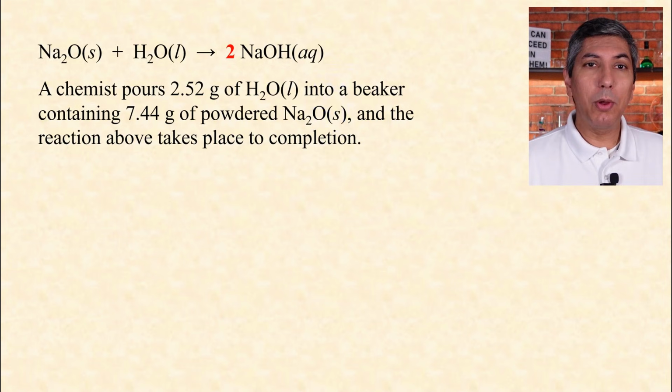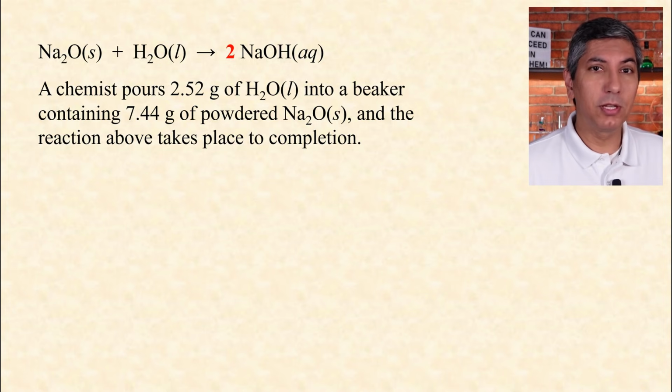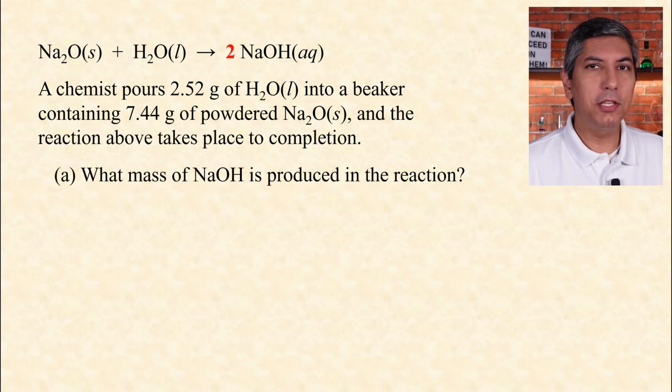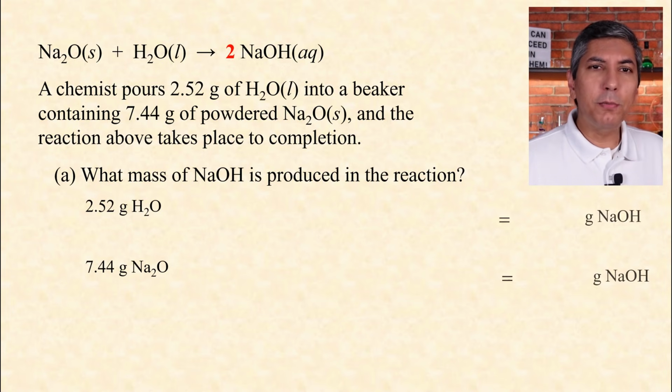In this problem, we have a balanced equation, and a chemist pours 2.52 grams of water into a beaker containing 7.44 grams of powdered sodium oxide. And this reaction takes place to completion. What mass of sodium hydroxide is produced in the reaction? In this problem, we start with both quantities of reactants, 2.52 grams of water reacting with 7.44 grams of sodium oxide. And the goal is to determine how many grams of sodium hydroxide are produced.